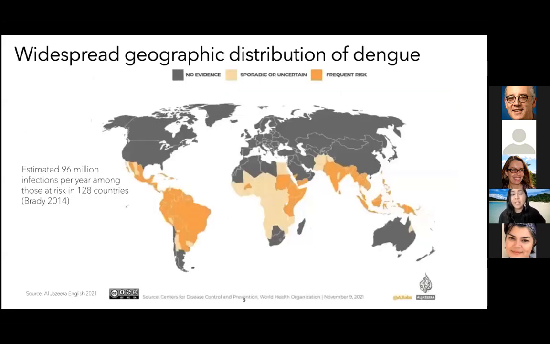In terms of its geographical distribution, a number of countries are categorized as having frequent risk, and most of those are countries within Southeast Asia, some countries within the Middle East and East Africa. But as you can see in this figure, a substantial portion of the Americas is also considered to have frequent risk of dengue. And in a modeling study, there was an estimated 96 million infections per year among those at risk in 128 countries, so kind of highlighting that a number of people are at risk for dengue and do experience substantial morbidity and mortality from this disease.